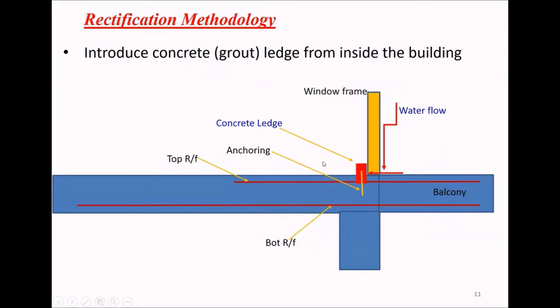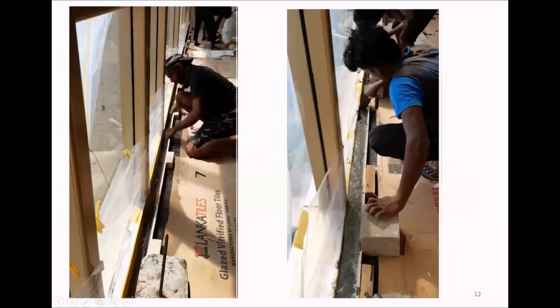Introduce some kind of concrete ledge inside of the window. Then we can stop that water flow. That is the remedy that we can apply. These two pictures show the formwork and steel arrangement and concrete.